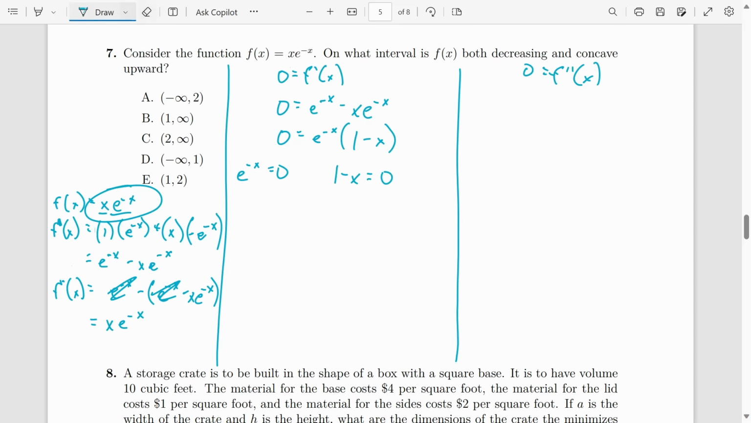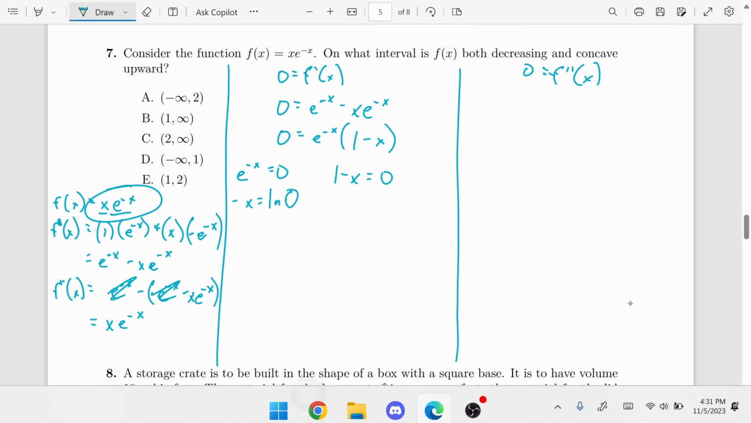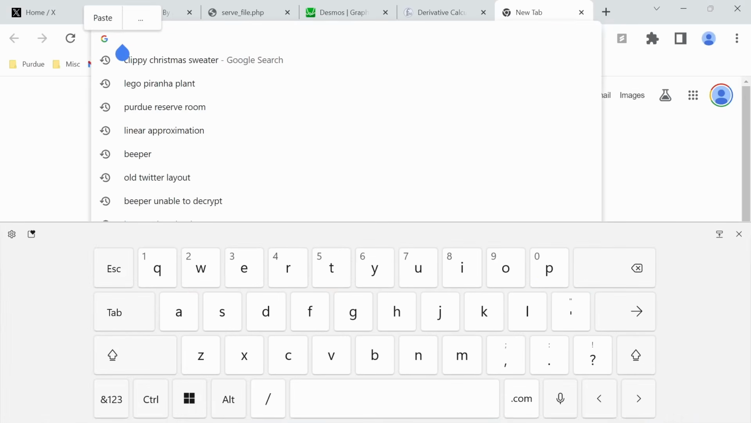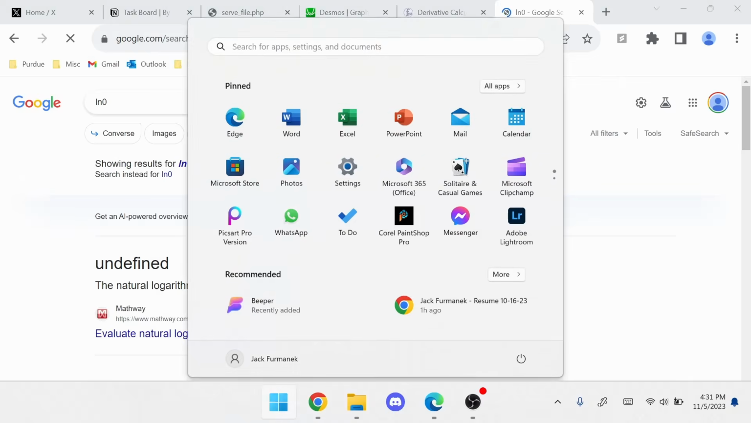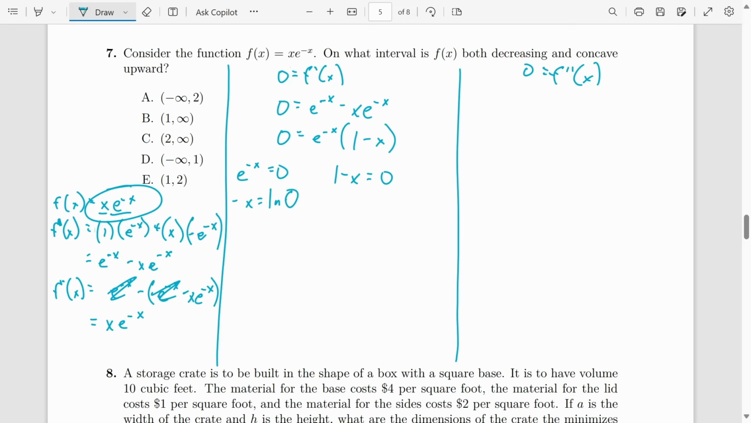So solving both of these independently, on the left-hand side, we can take an ln of both sides, and that'll get rid of the e right there. So this is going to be negative x equals ln of 0. I don't know what ln of 0 is. I think that's undefined. Yeah, it's just undefined. So that's not a solution. Even if we take away that negative sign and put it over there, no solutions there, so we're just left with the right one. So negative x equals negative 1, x equals 1. So this is our one and only possible critical point.